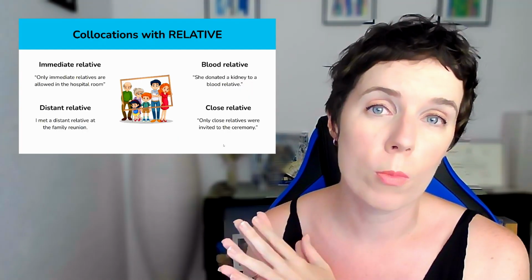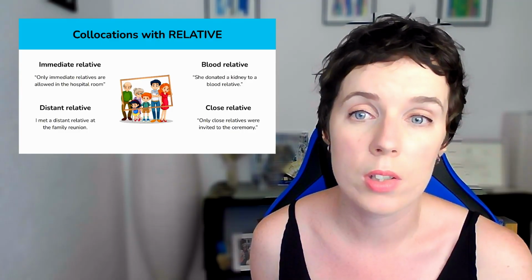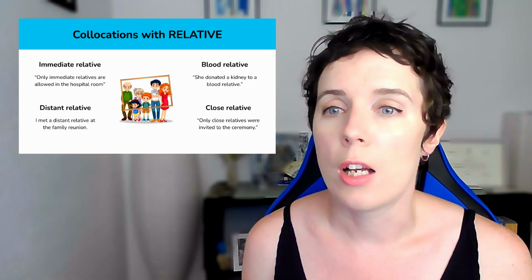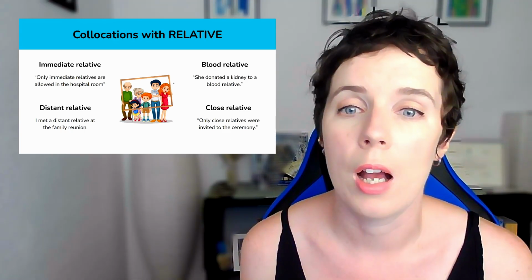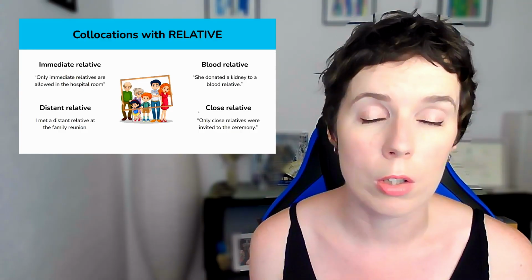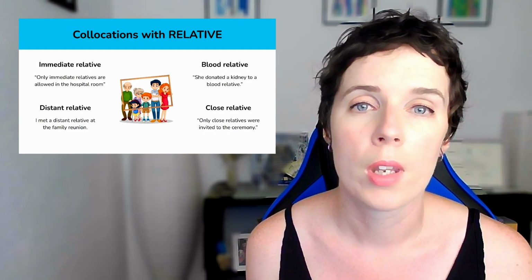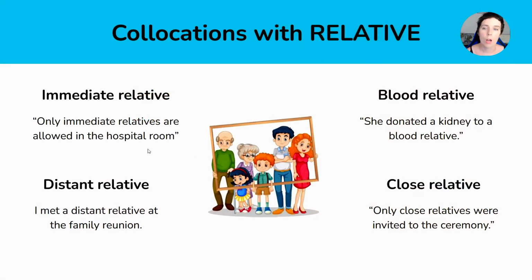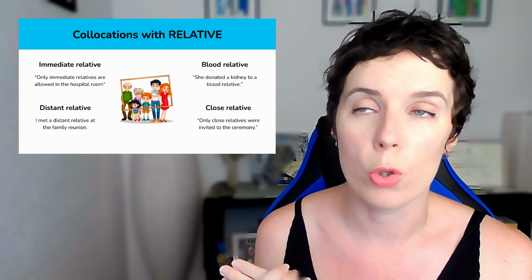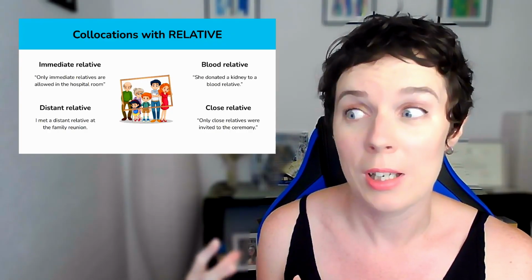All right, next up, we've got 4 more collocations, this time with the word relative instead of family. So we've still got some adjective noun collocations here. So we've got an immediate relative and we've also got close relative. So these basically mean the same thing. You can use them interchangeably if you want. So for example, only immediate relatives are allowed in the hospital room, or only close relatives were invited to the ceremony.